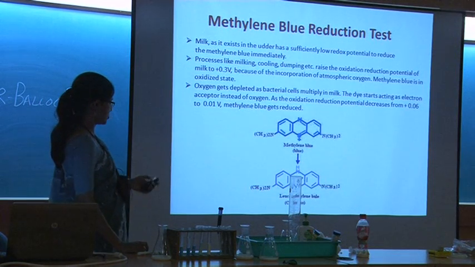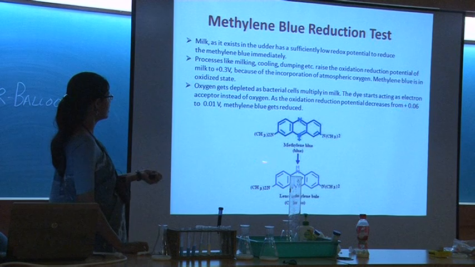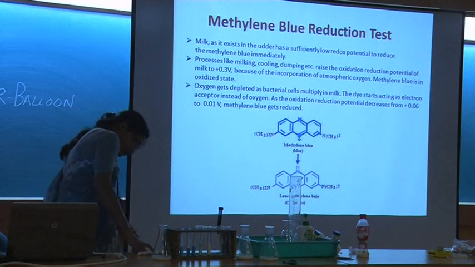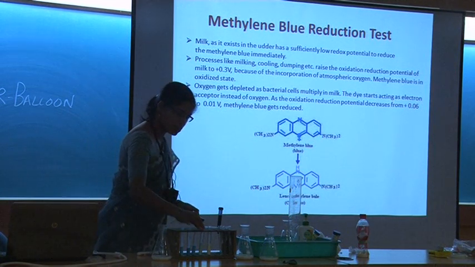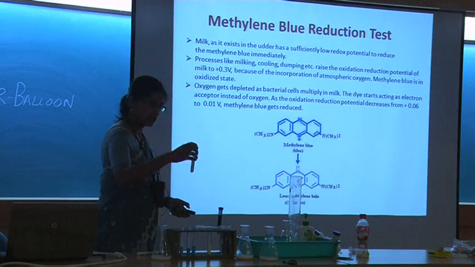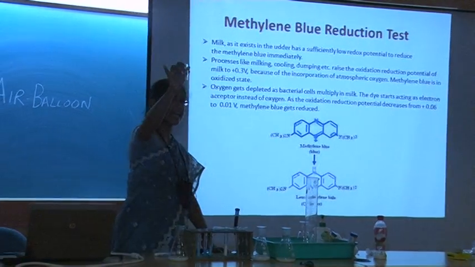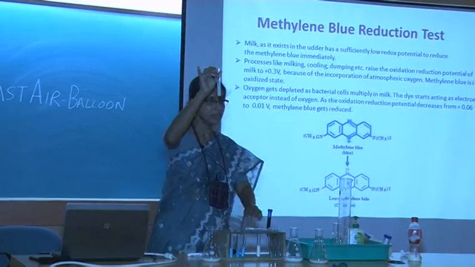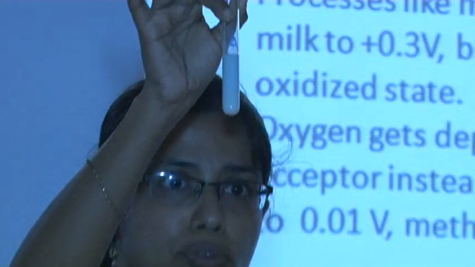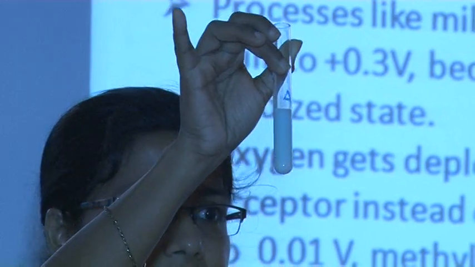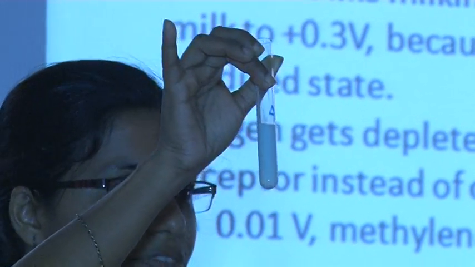So this is basically the structure of the methylene blue here. This is blue, the oxidized form, and this is the leucomethylene blue, which is colorless. Okay, so if you look at these tubes now, you can see here, this is the A milk, right? Initially it was blue, now gradually it is turning white. Obviously it needs some time.